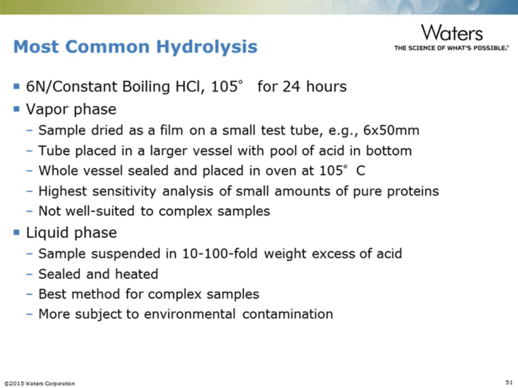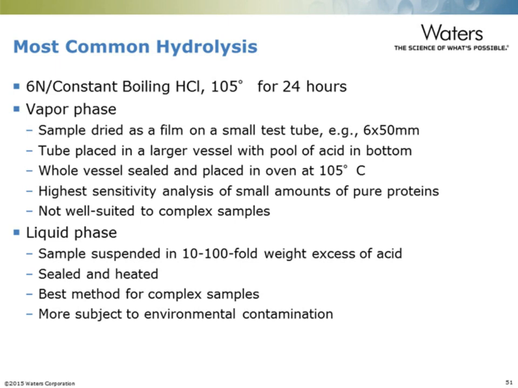The sample is boiled in 6 normal HCl overnight or up to 24 hours, and that process can be done either in a vapor phase or in a liquid phase. The vapor phase is much preferred for high sensitivity work and is very suitable for very pure proteins. The protein sample is dried in a sample vessel, a very small test tube that can then be placed in an oven.